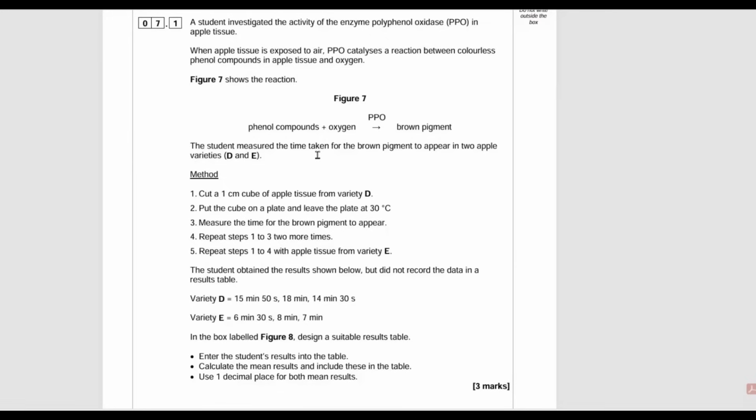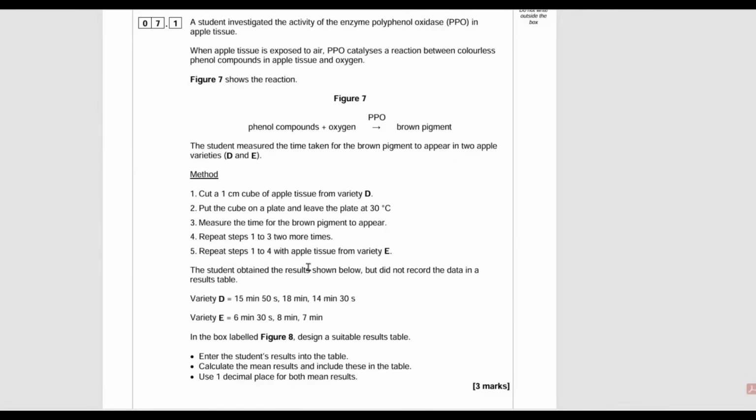The student measured the time taken for the brown pigment to appear in two apple varieties, D and E. Here's their method. Number one, they cut a 1 centimeter cube of apple tissue from variety D. They put the cube on a plate and leave the plate at 30 degrees. Measure the time for the brown pigment to appear. Repeat steps 1 to 3 two more times. Repeat steps 1 to 4 with apple tissue from variety E.